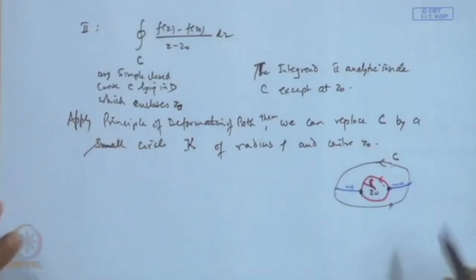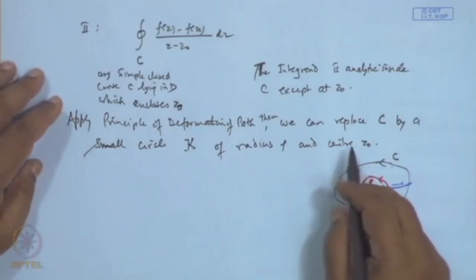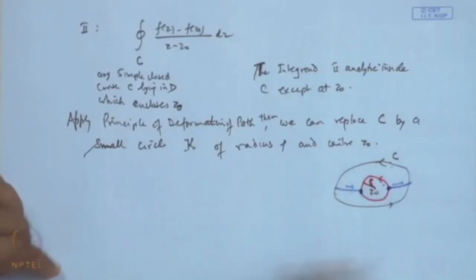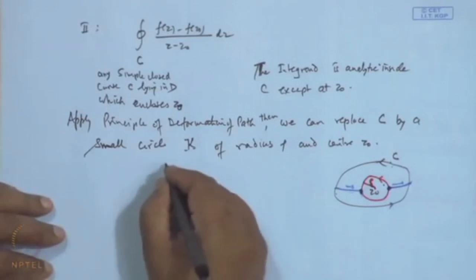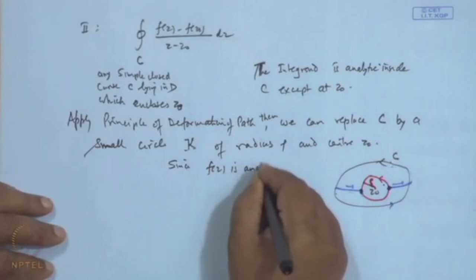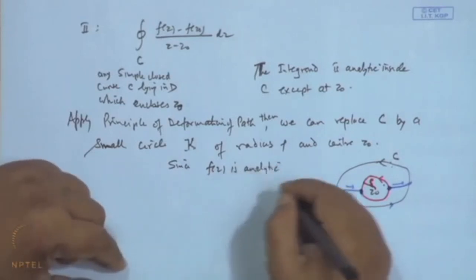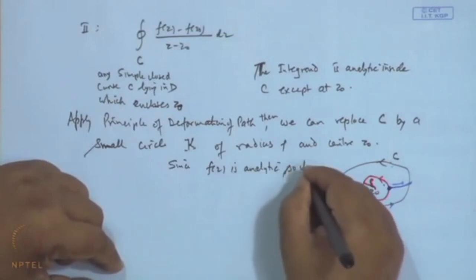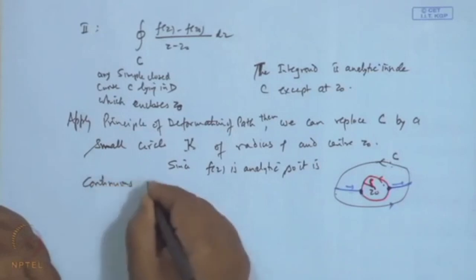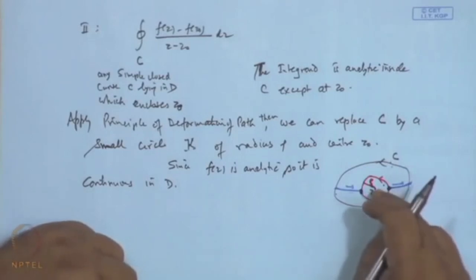So, by using the deformation principle, we can replace C by a small circle of radius rho and center z0 without altering the value of this. Now, further, since the function f(z) is analytic, it is continuous also. So, it is continuous throughout. Hence, in particular, it is continuous at z0.